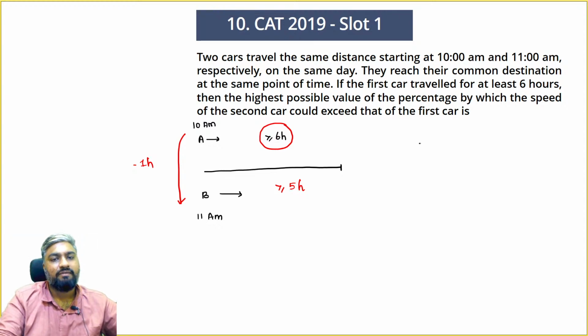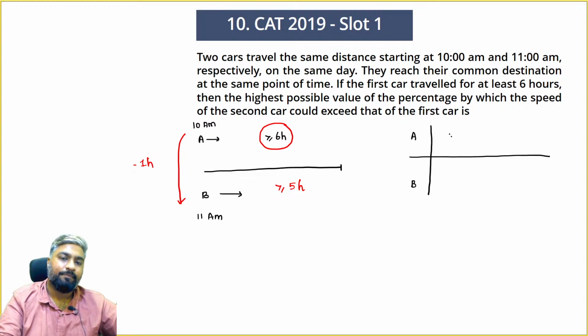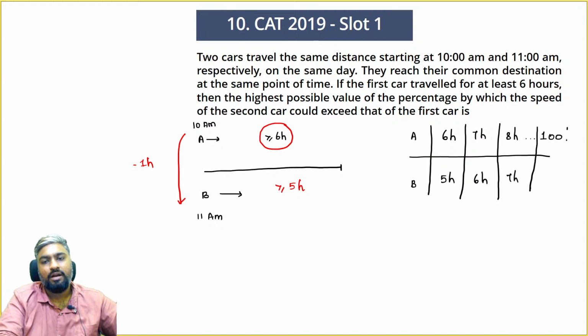So what do we have now? A situation with car A and car B. Look at the time taken by them. If car A takes 6 hours, car B would take 5 hours. If car A takes say 7 hours, then car B would take 6 hours. 1 hour less always. Same way 8 hours, 7 hours, and so on. Let's say we're talking about 100 hours and 99 hours.